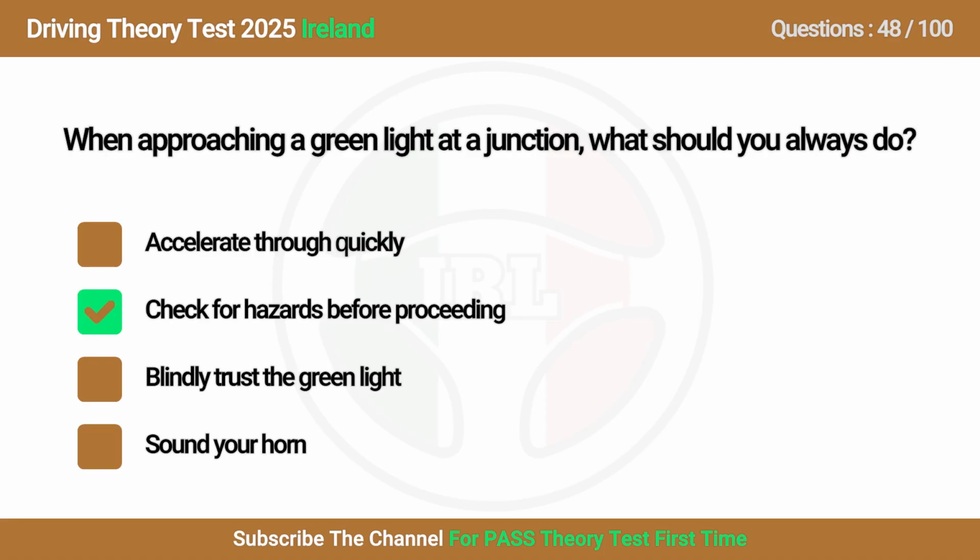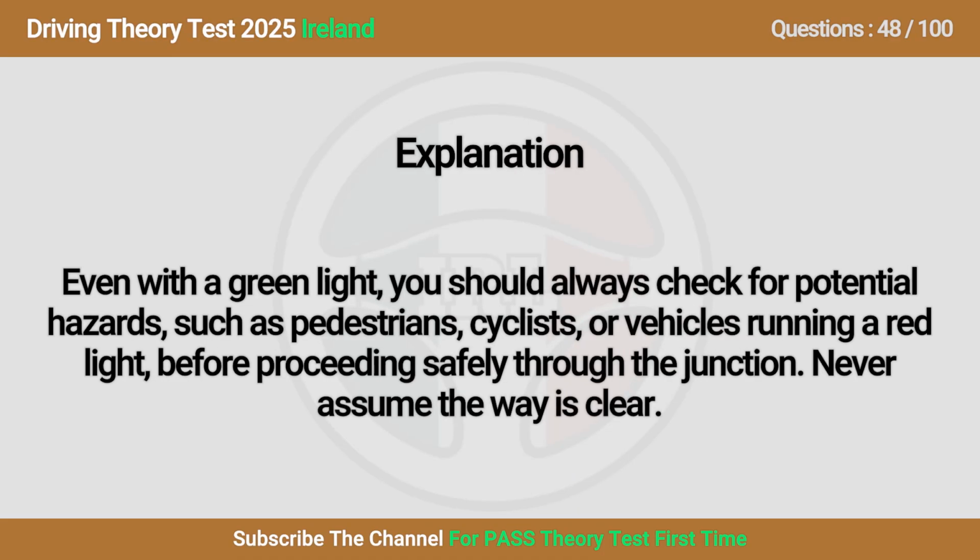Answer is B. Check for hazards before proceeding. Even with a green light, you should always check for potential hazards, such as pedestrians, cyclists, or vehicles running a red light, before proceeding safely through the junction. Never assume the way is clear.